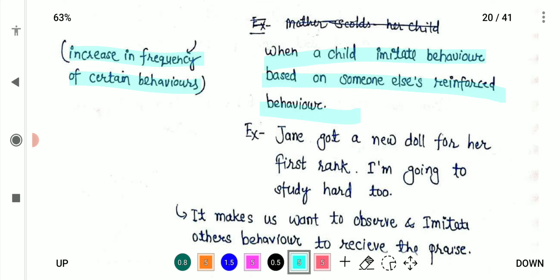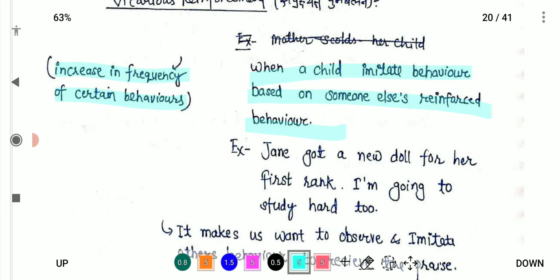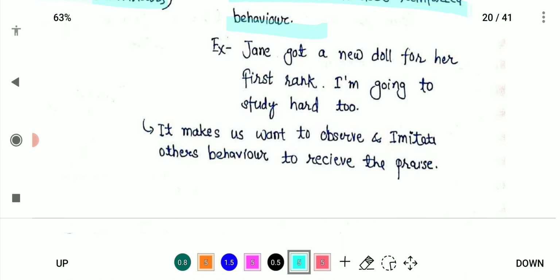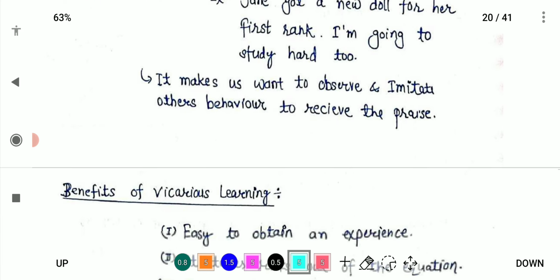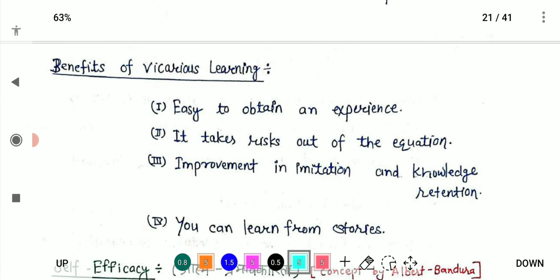Jan got a new doll for her first time. I'm going to study hard. So it's like others are getting good things when they achieve something big, then I am also going to achieve something great. That is what vicarious reinforcement does. It makes us want to observe or imitate other behavior to receive the prize.